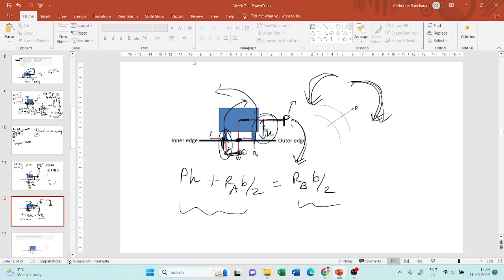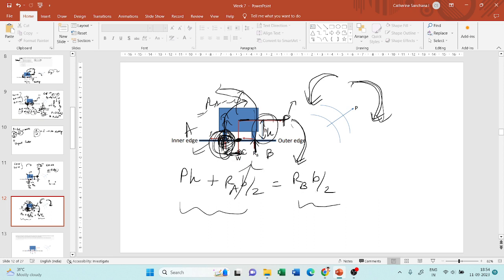Now when your body is trying to overturn, this wheel will lose contact. If this wheel loses contact, it will get lifted, right? So it will lose contact with the surface. If it loses contact with the surface, then the entire weight of the vehicle will be applied on this one wheel B, which means there is no reaction at wheel A, so RA is equal to 0. So this will become 0.